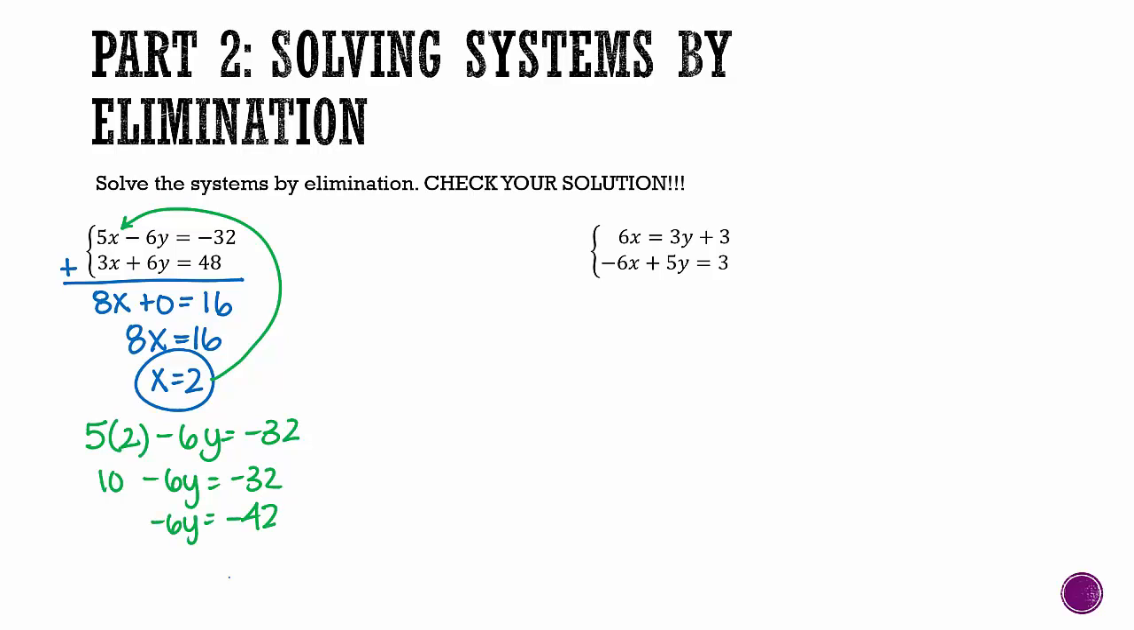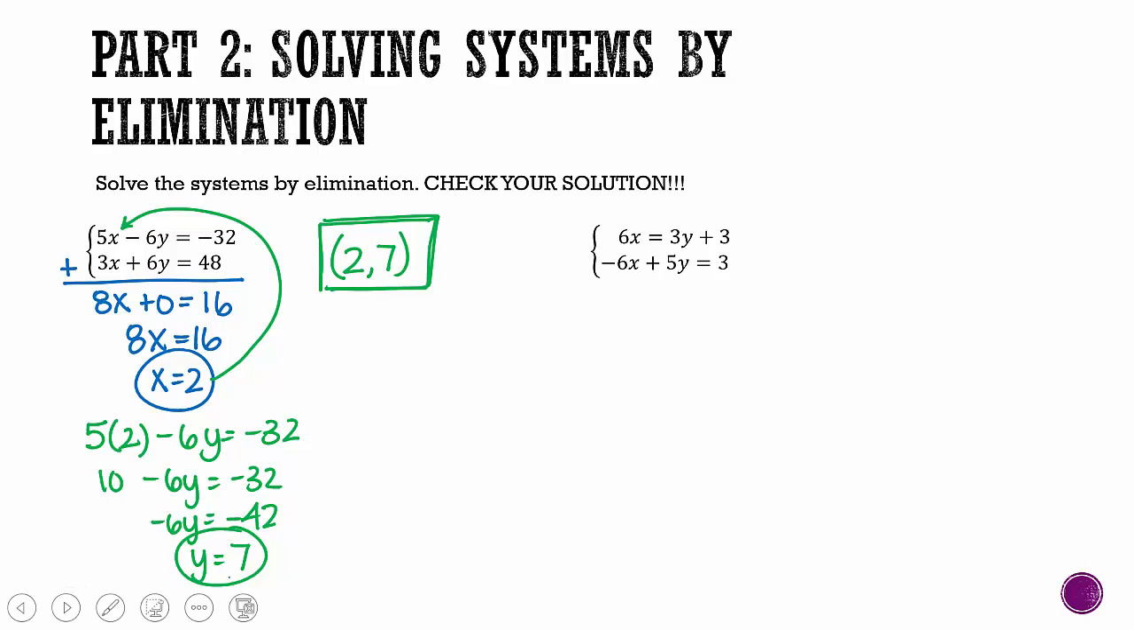Get negative 42, and if I divide both sides by negative 6, I end up with 7. So my answer for this one is x equals 2 and y equals 7. Remember, just like for substitution and graphing, you can always check your answer. Plug it back in, see if it works out right.